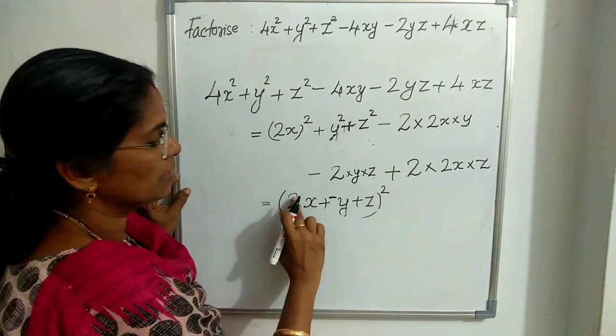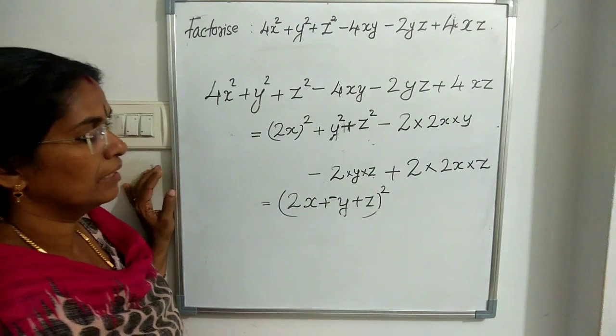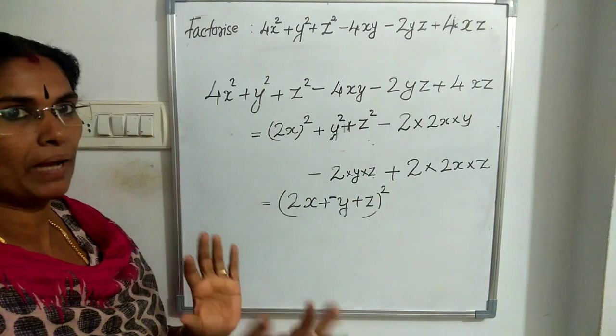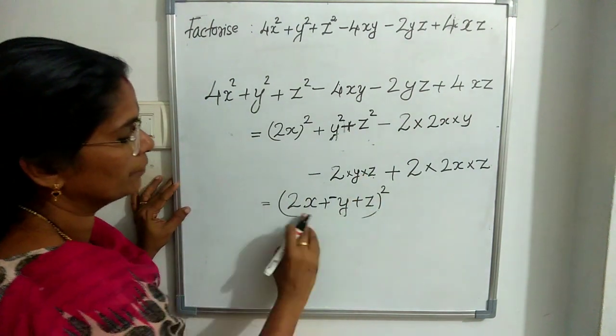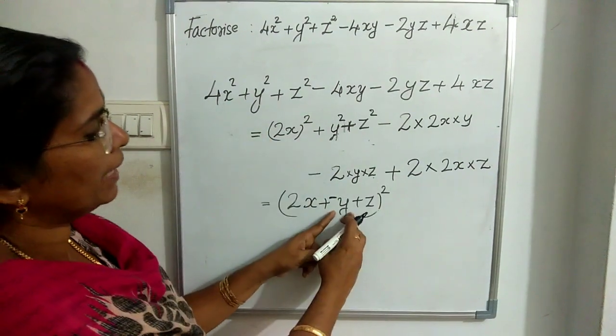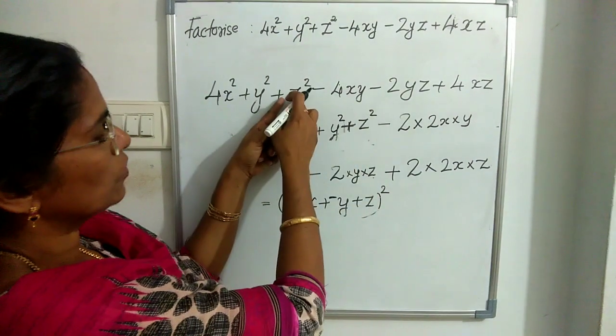And last terms, 2 into 2x into z, it is 4xz. Now you have to expand. By simply you have to expand in your mind and check this correct or not. See, 2x whole square, it is 4x square. Minus y square is positive y square. Z square is z square itself.